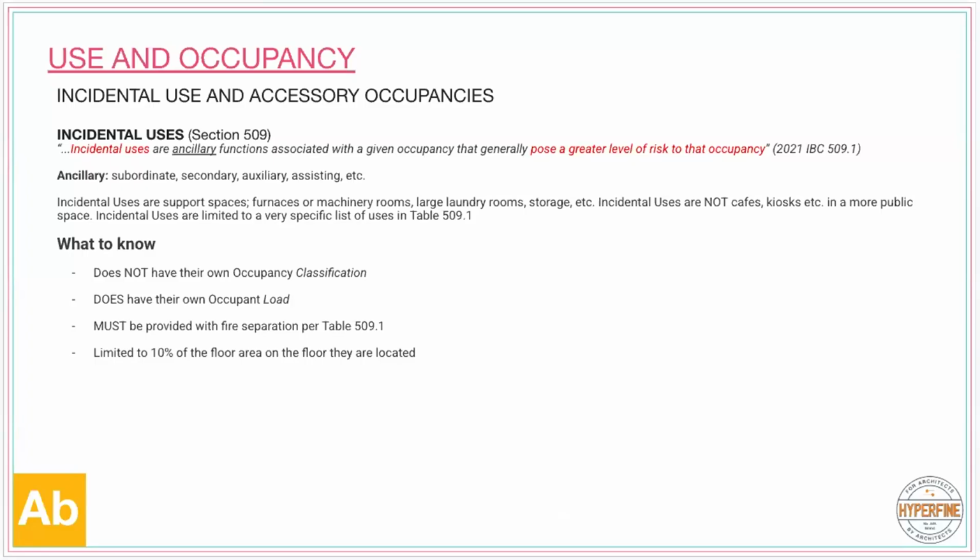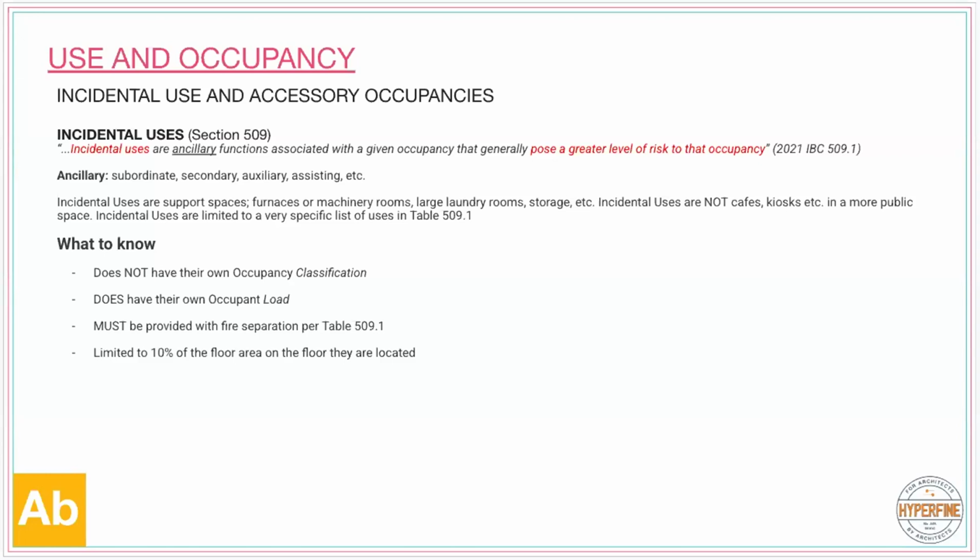Incidental uses, this is the definition, are ancillary functions associated with a given occupancy that generally pose a greater level of risk for that occupancy. So ancillary means subordinate or secondary or auxiliary or assisting. And so incidental uses are support spaces like furnace or machinery rooms or large laundry rooms or storage. This is not stuff like cafes in a food court or kiosks in a mall, right? These are like utility sort of workspaces.